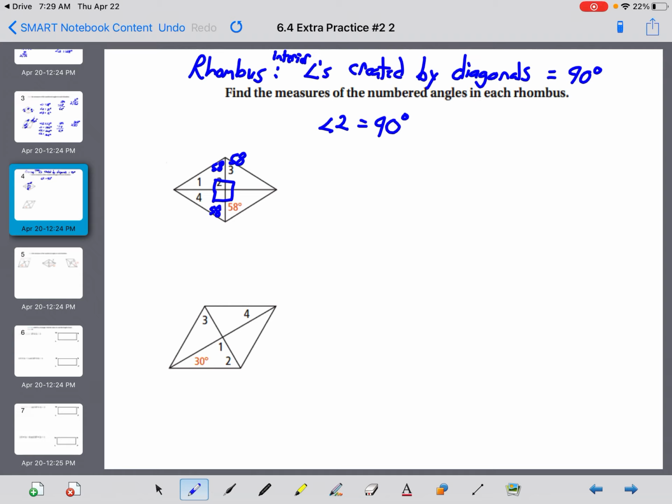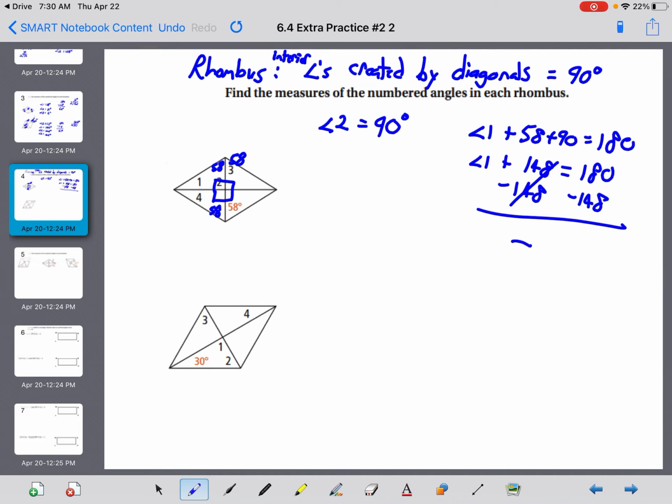So angle 1 plus 58 plus 90 equals 180. Angle 1 plus 58 plus 90 is 148 equals 180. Subtract 148 on both sides. Angle 1 is equal to 180 minus 148, which is 32 degrees.